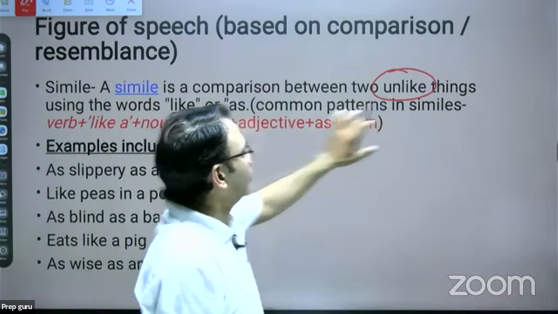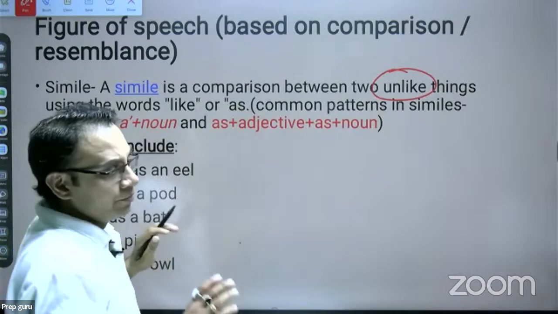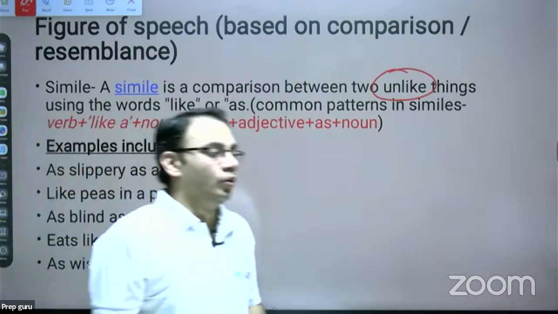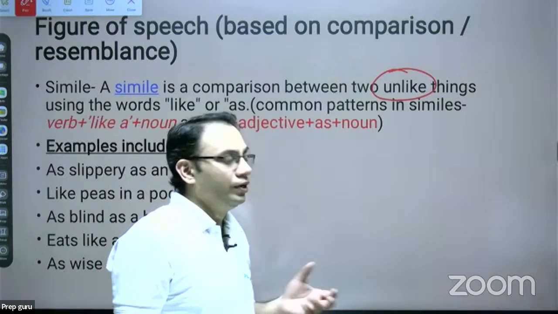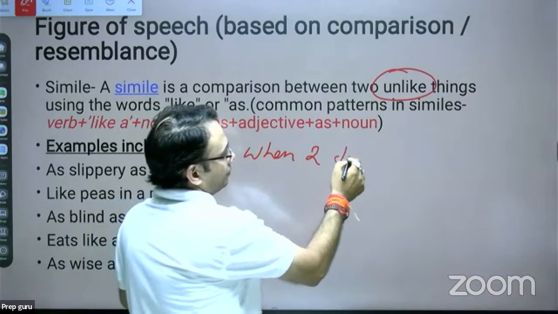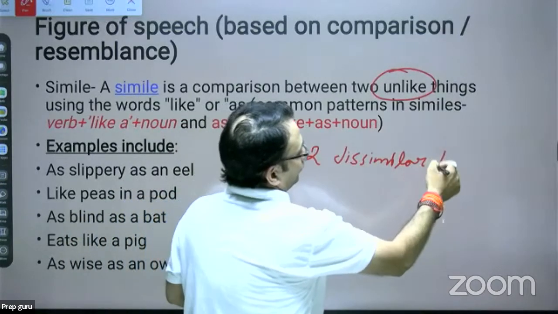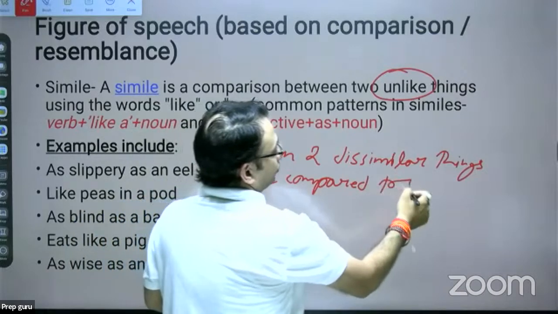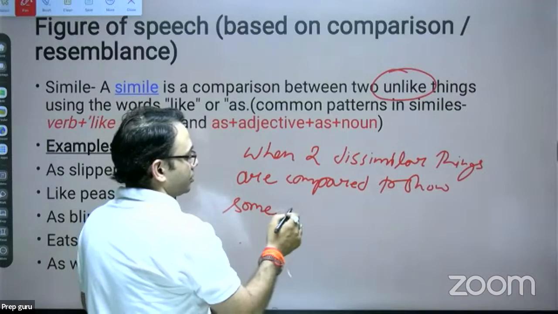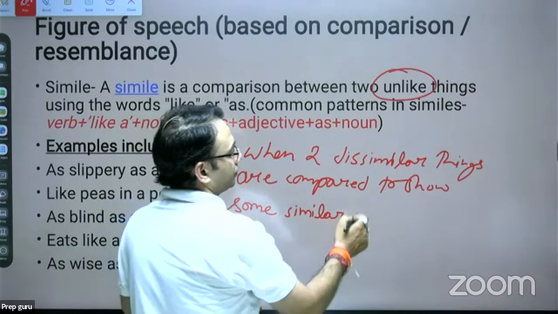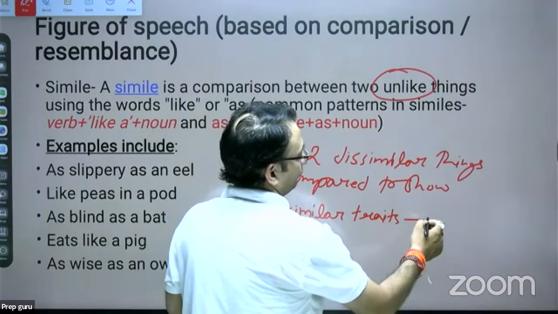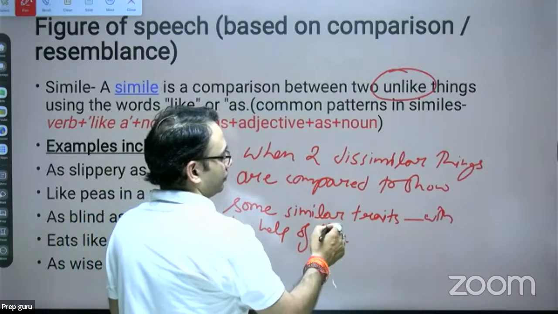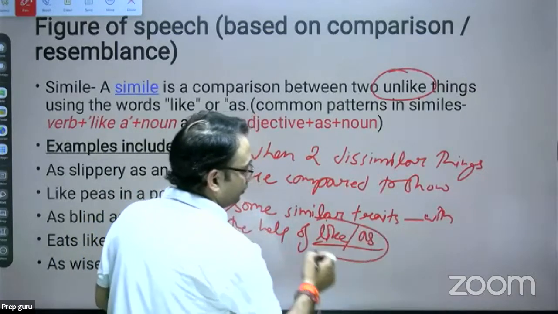So see this. A simile is a comparison between two unlike things using the words like or as. Write down what I am saying; you don't need to write this much. When two dissimilar things are compared to show some similar traits, then with the help of like or as.